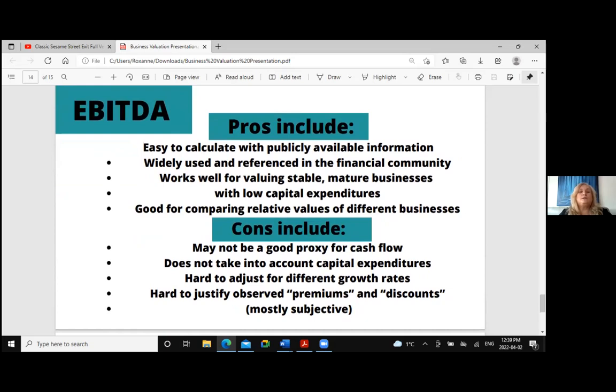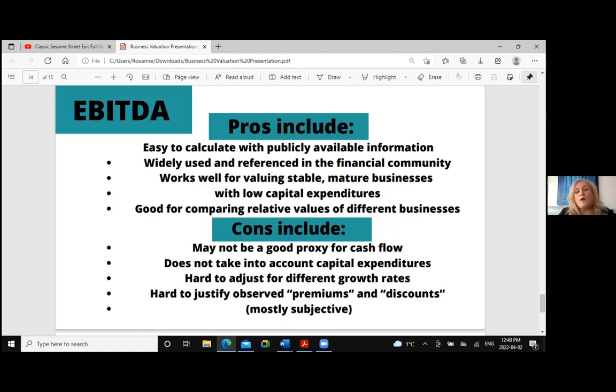EBITDA pros include: easy to calculate. Information is widely available. It's referenced in the financial community, so most people understand it. It works well for evaluating stable, mature businesses with low capital expenditures. As I said earlier, you would not use EBITDA to value a startup company, because a startup company doesn't have the earnings. And that's what EBITDA is for: earnings before interest, taxes, depreciation, and amortization. So if there are no earnings, you're not going to use EBITDA as your valuation method. So it's good for comparing relative values of different businesses.